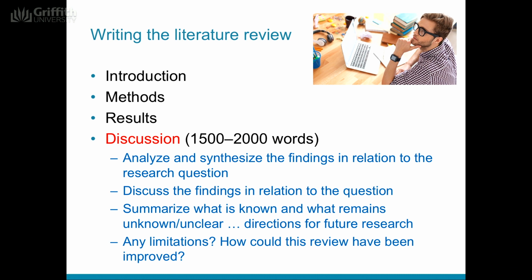And also any limitations. For instance, I couldn't review the literature in another language because I only spoke English. Or we didn't have time, or we didn't have the money to hire somebody else, so I couldn't do a systematic review. I had to limit it to a scoping review or a narrative review. So how could the review have been improved? Well, it could have been improved if we had more time, more resources, we had other languages, etc.